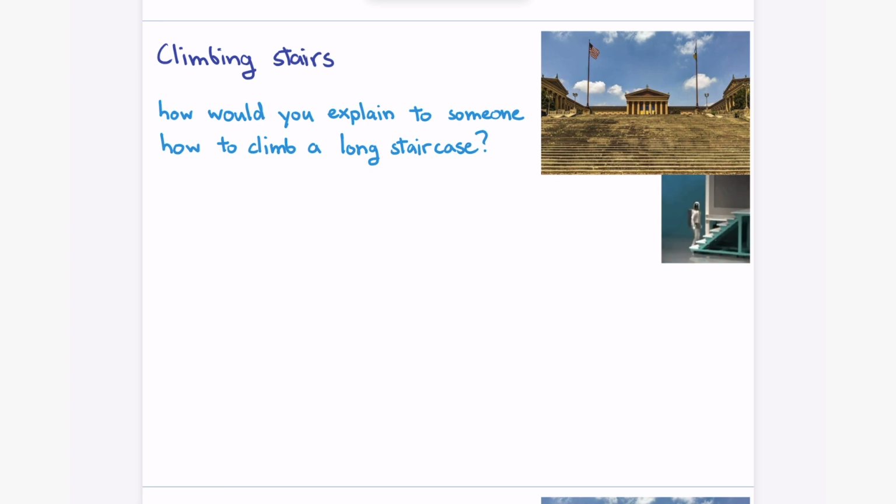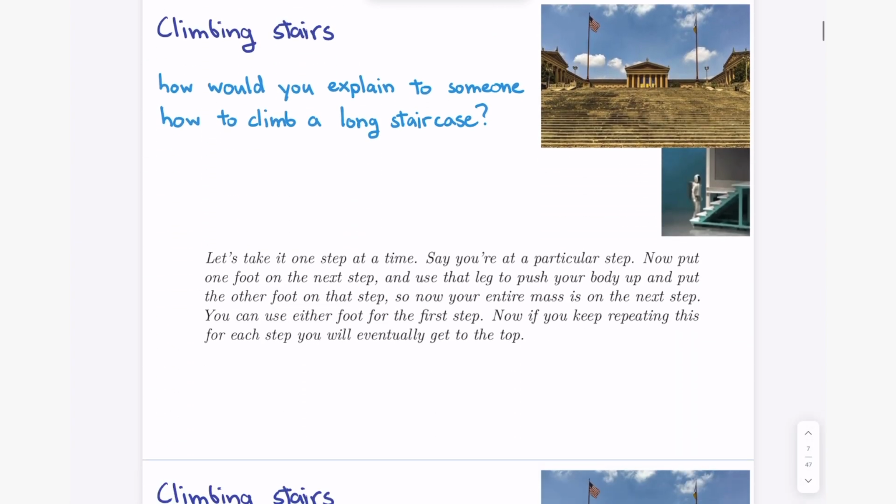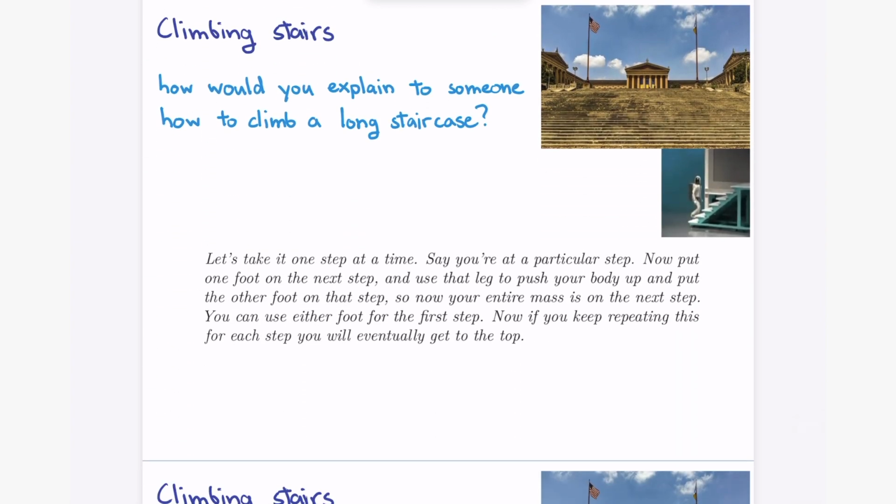So how would you explain to someone how to climb a long staircase? Not a trick question. So how would you describe one step? It might be like, yeah, go ahead. Yeah, all right, that's fine. So I think this is what we had in mind.